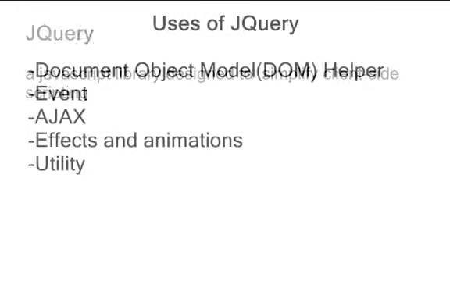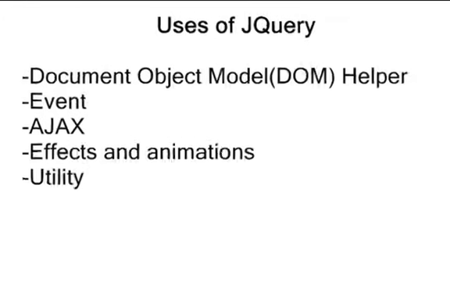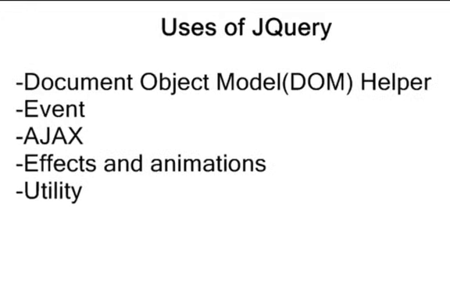As for the uses of jQuery, it can be used as a document object model or DOM helper because you can select a single or group of elements in a web page. It can also be used as an event handler, which makes your JavaScript actions and events organized. It also comes with great functions for AJAX requests. And for doing special effects and animations, jQuery is also capable of that. And lastly, jQuery also works as a browser utility as well.